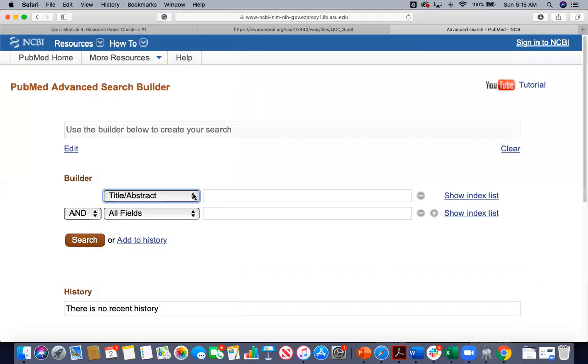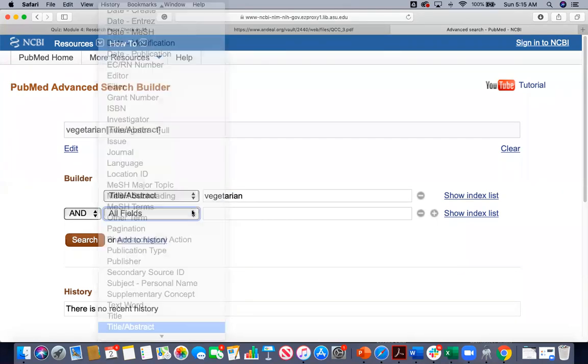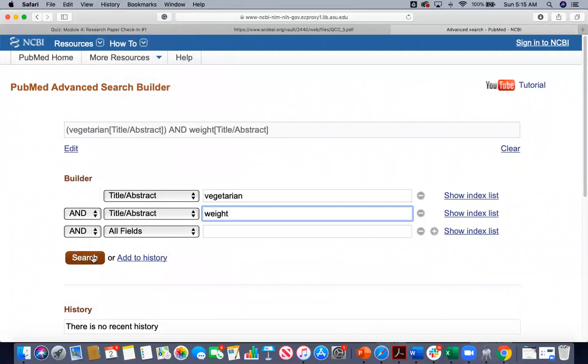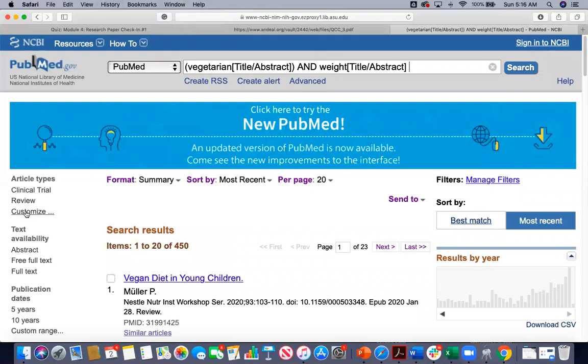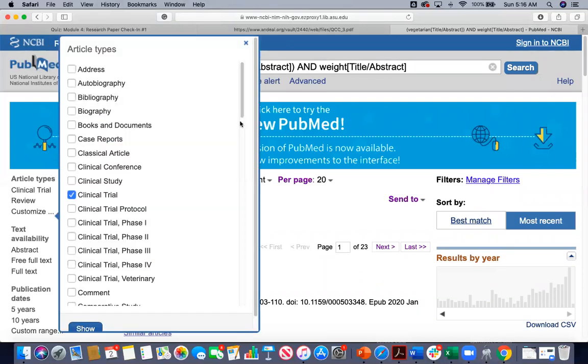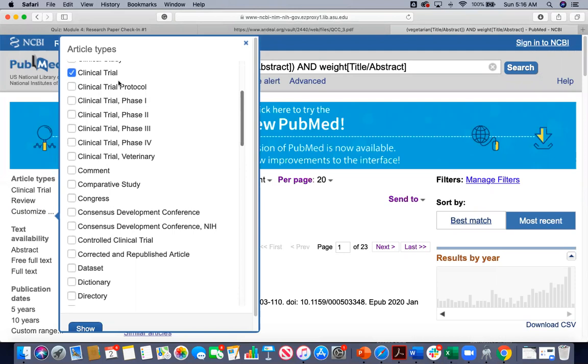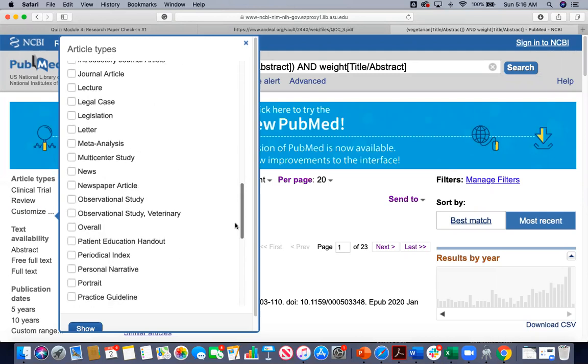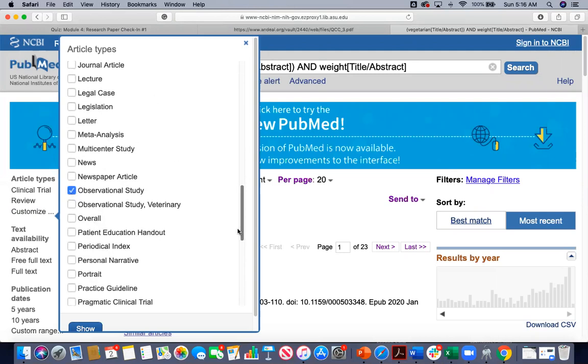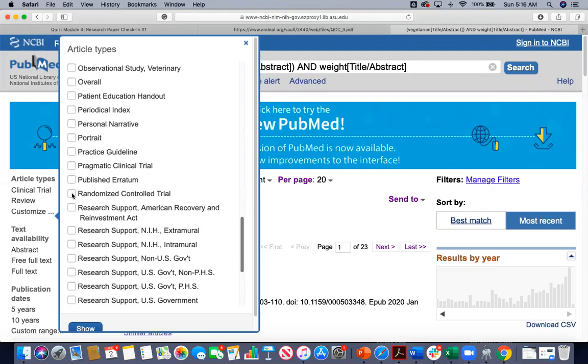We're just going to play with, let's say, vegetarian, and let's just look at weight, just keep it simple. Then we're going to do our filters on the side. And when you see clinical trial, that's just like an experimental trial. So when you think about on the pyramid where that falls, it's going to be right below an experimental, or right below a randomized control article.